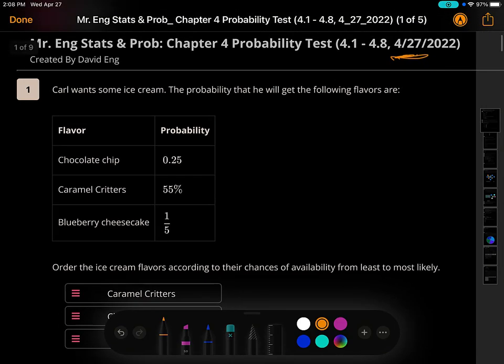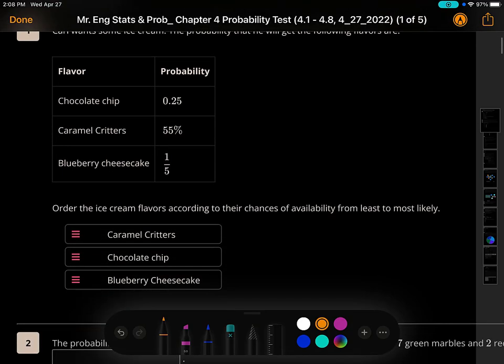Carl wants some ice cream. The probability that he'll get the following flavors are chocolate chip, caramel critters, and blueberry cheesecake. Order the ice cream flavors according to the chance of probability from least or small to big. And you kind of just drag these around.